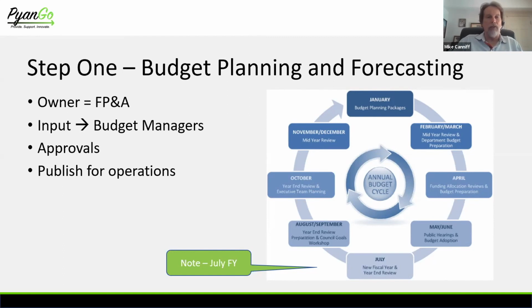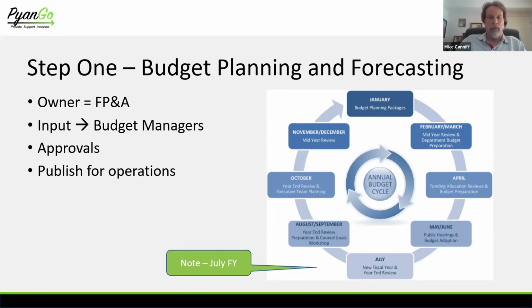What is FP&A? So that's some of the terminology. It usually stands for Financial Planning and Administration Department within a company. Usually that's part of your overall finance department. It's usually separate from, say, your accounts payable or accounts receivable departments.